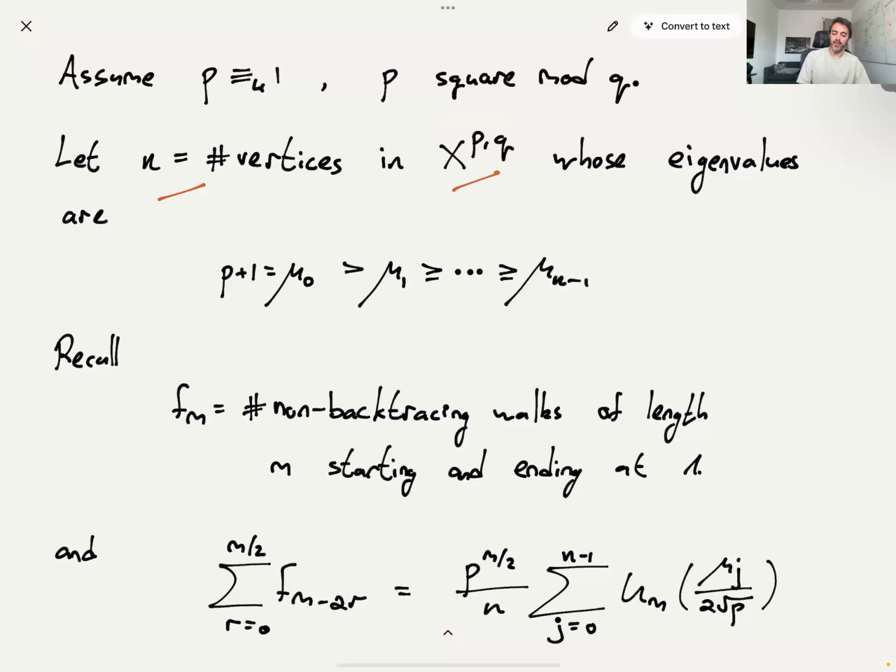N is the number of vertices of XPQ. I mean, we know exactly what the number is in terms of P and Q, but let's just call it N. And the eigenvalues are denoted by M0 down to Mn minus 1, where because the graph is P plus 1 regular, M0 is P plus 1. Because it is connected, you have a strict inequality here. And by the way, because it's non-bipartite, this is strictly larger than minus P minus 1. And FM counts the number of non-backtracking walks of length m, starting and ending at 1.